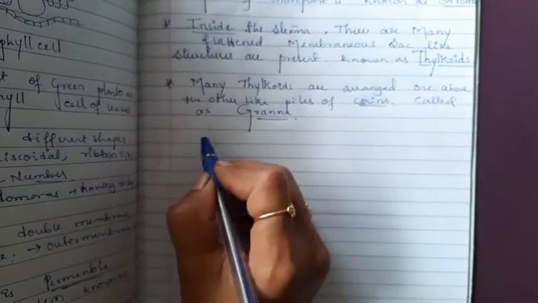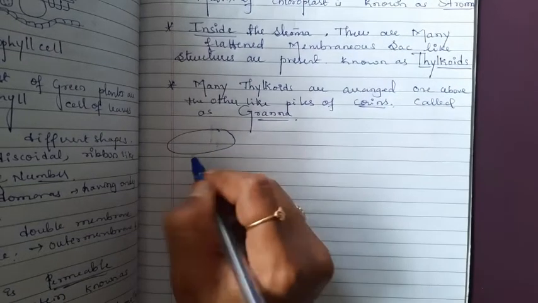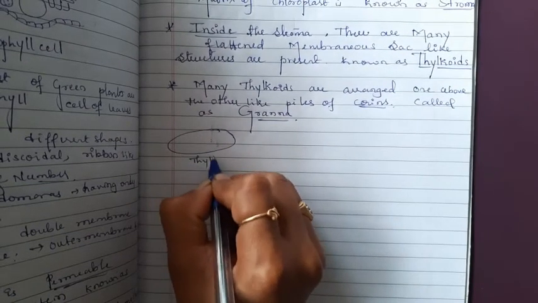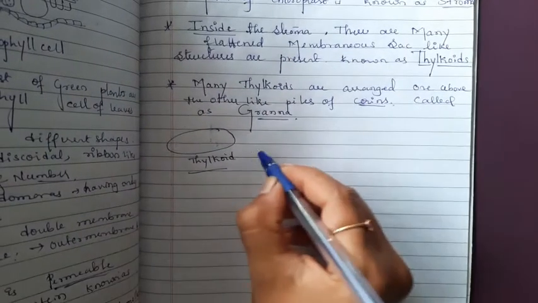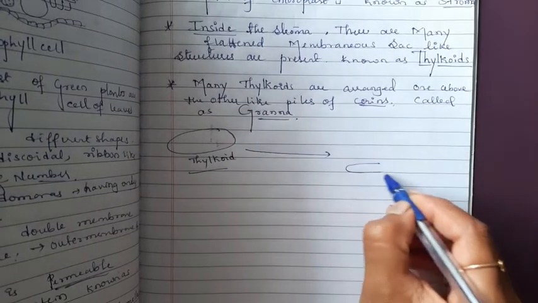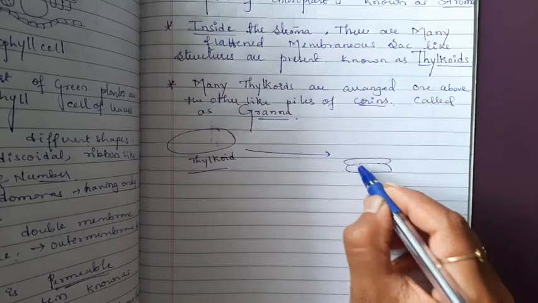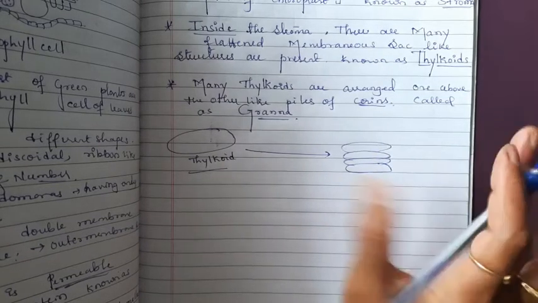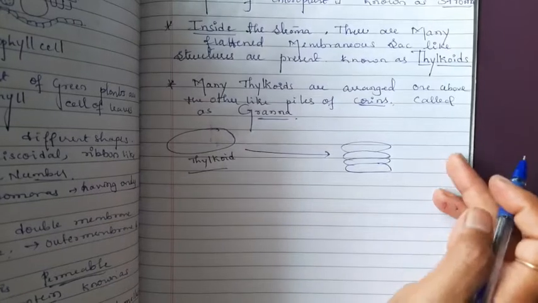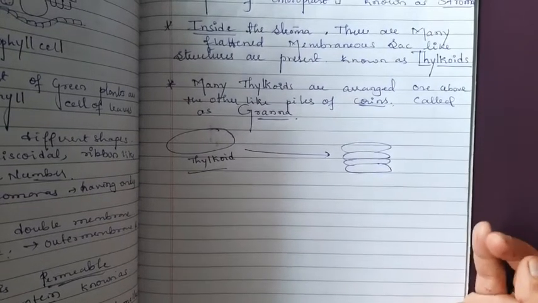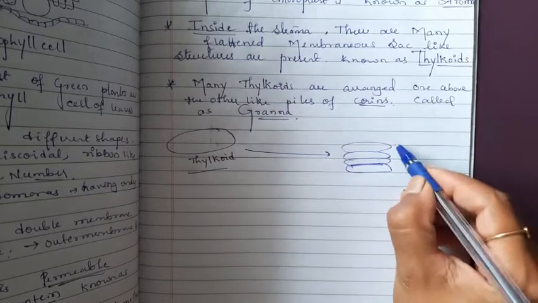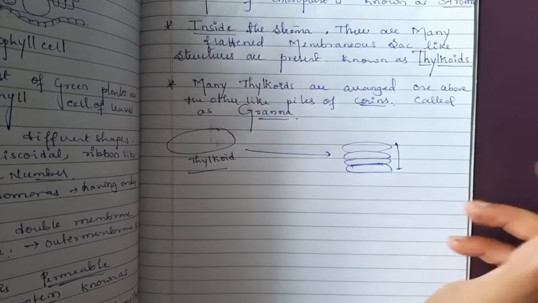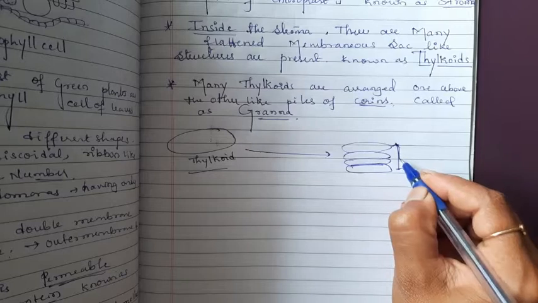Okay. Consider this is the thylakoid. This one structure we call a thylakoid. I told that many thylakoids are arranged like this: 1, 2, 3, 4. I consider only 4, but many thylakoids usually arrange one above the other. One is arranged on top of another. Okay, this structure of thylakoids arranged one above the other, what do we call it? Grana.